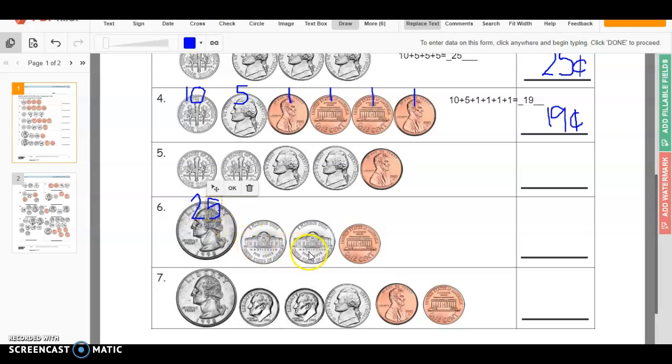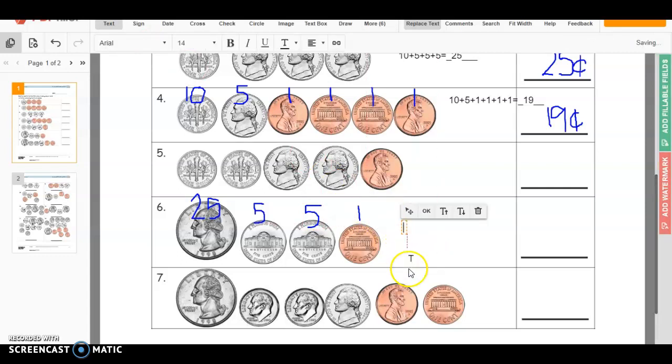Next to it, I have 2 medium silver coins, and those are nickels, and I know each nickel is worth 5 cents, so I'm going to write 5 on top of it. I'm going to go ahead and put it on the other one because I know that my nickels equal the same value. And my last coin is a penny. I'm going to write a 1 because I know that the value of a penny is 1 cent.